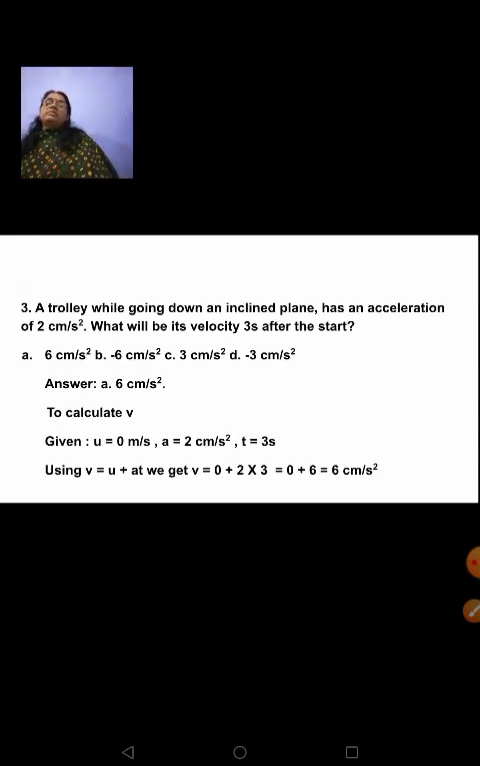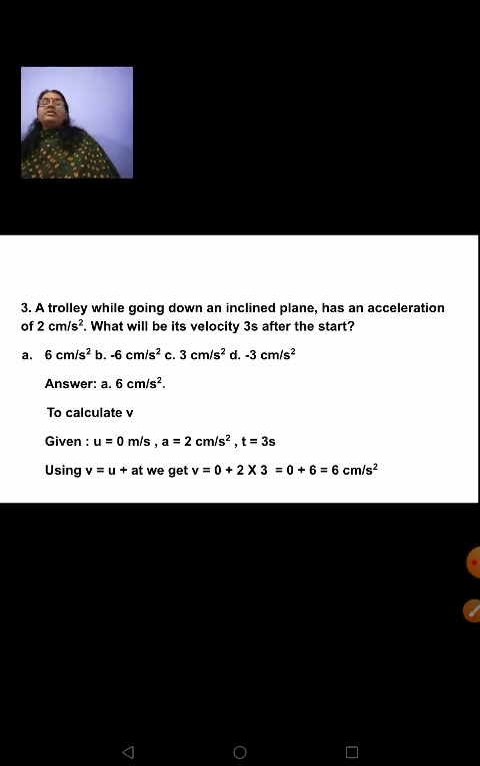Acceleration is given as 2 cm per second square and time is given as 3 seconds. Right? So, how will you calculate the velocity? In this case, what is given here? See, options given are 6 cm per second square, minus 6 cm per second square, 3 cm per second square, minus 3 cm per second square. So, you have to work and then only you have to find the answer.